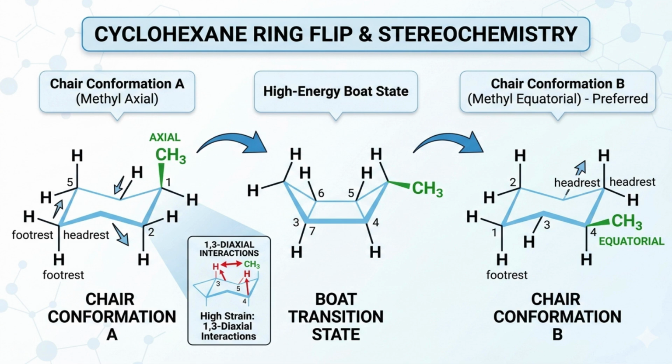The big lesson here is nature is efficient. Bulky groups will always prefer the equatorial position to avoid those 1,3 diaxial interactions. Remember, axial is crowded, equatorial is comfortable. By flipping, the molecule finds its perfect balance.